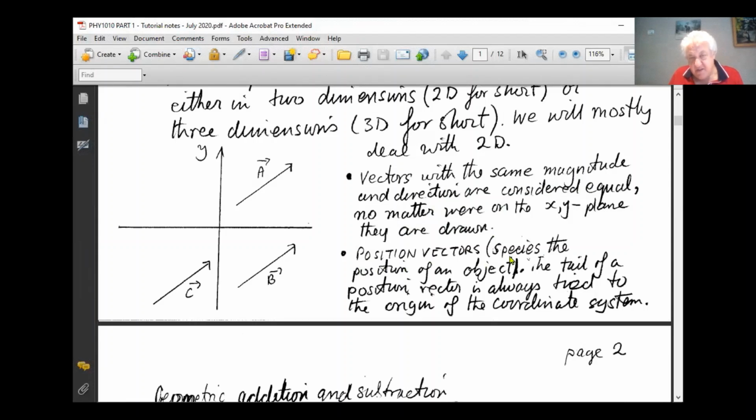Position vectors specify the position of an object. I think my spelling went a bit astray there. It should be specifies the position of an object. The tail of a position vector is always tied to the origin of the coordinate system. Let me go to the whiteboard just to emphasize what I have just said.